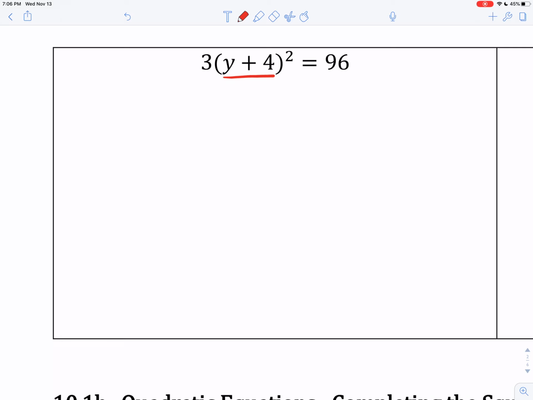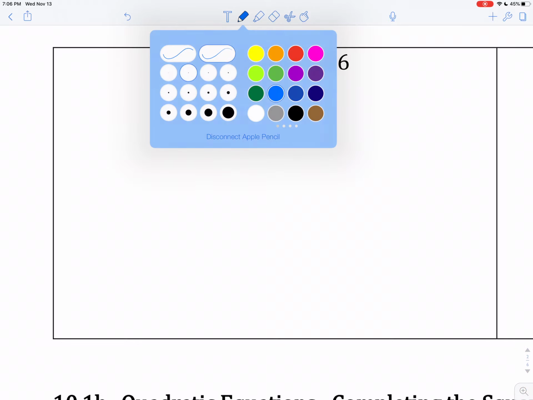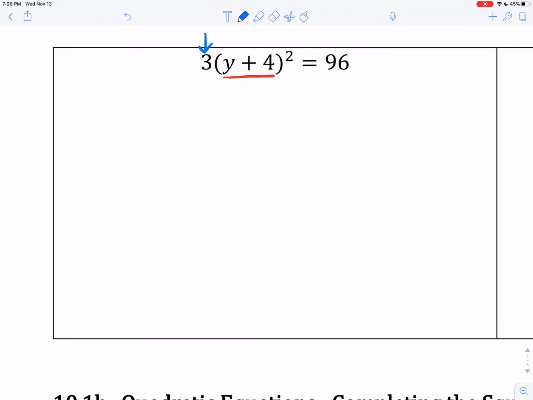And if that was all that we had, we'd be ready to go ahead and take the square root. But because we have something else over here that is outside of the parentheses, the 3's not being squared, the first thing we have to do is move that, get rid of that. So if there's something out in front of whatever's being squared, the first thing you want to do is divide both sides. Because what that will do is get me to a point where I have just y plus 4 squared, so that everything on the left-hand side is being squared.